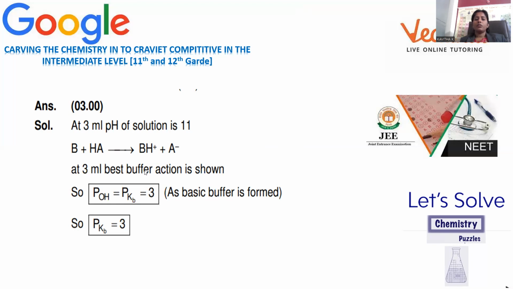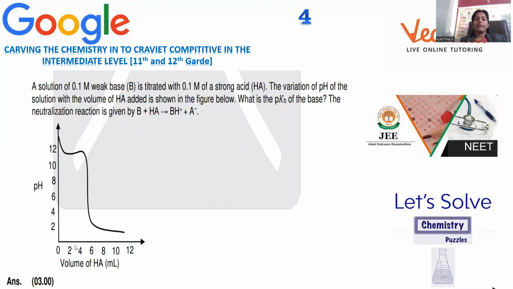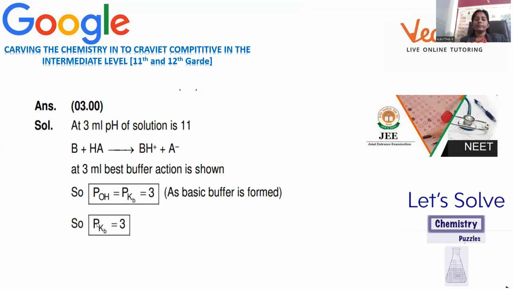Whenever 3 ml is added, at the 3 ml point, buffer action is shown. We clearly noticed whenever 3 ml of this HA is added, at this instance we are not getting any change in the pH of the solution. It remains constant till 6 ml. So this is called a buffer action point. So that pOH, which is equal to the negative logarithm of the OH- concentration, is given by pKb. The pKb is equal to 3.